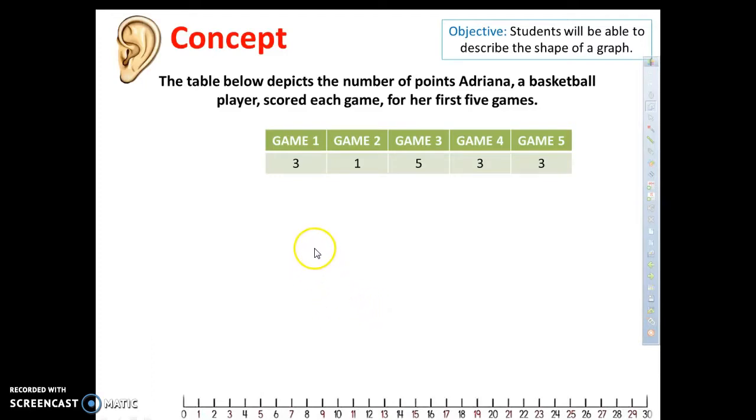So now I want to move on to another situation, and we have a table here talking about basketball games. This is a player, Adriana, who has scored in her first 5 games, and these are the numbers she's put up: 3 points, 1 point, 5 points, 3 points, and 3 points. Here's her data on a dot plot, and notice that her data is symmetric.